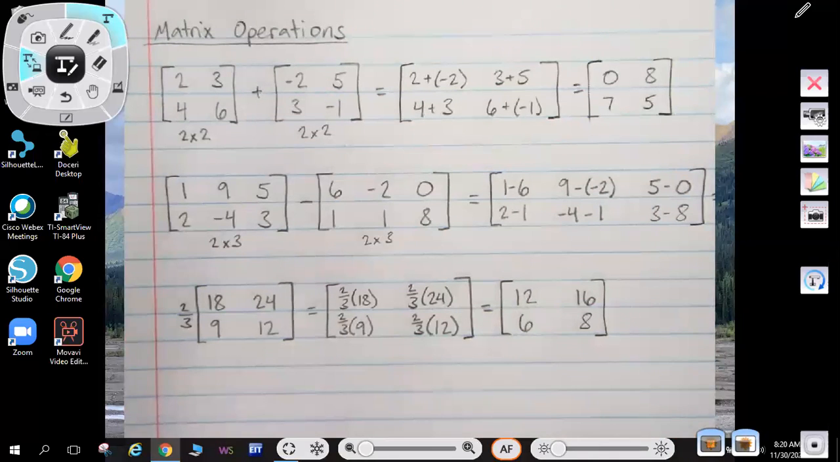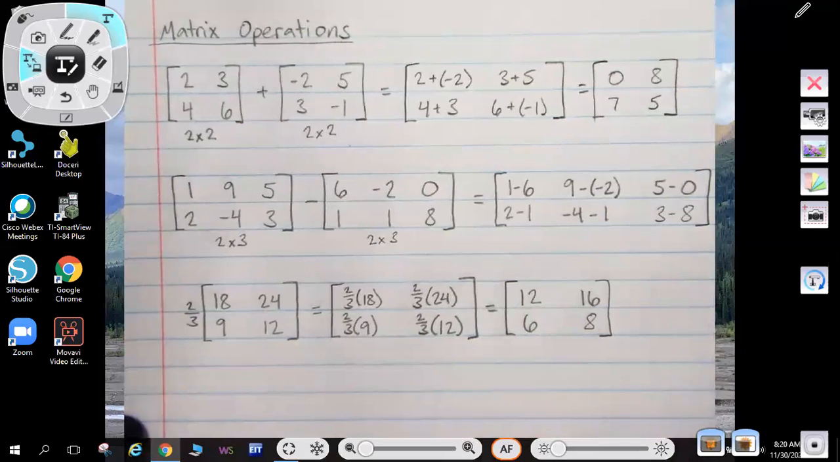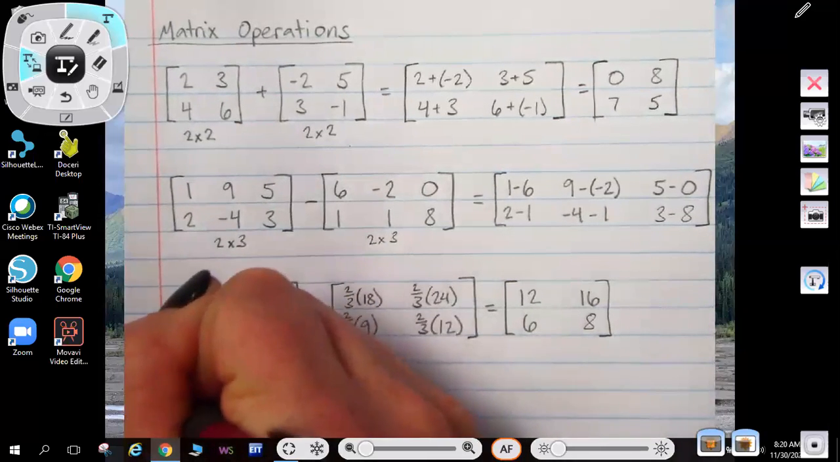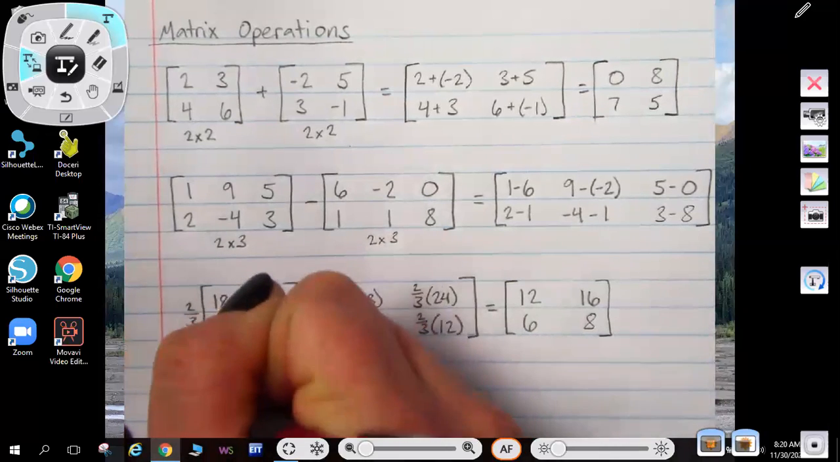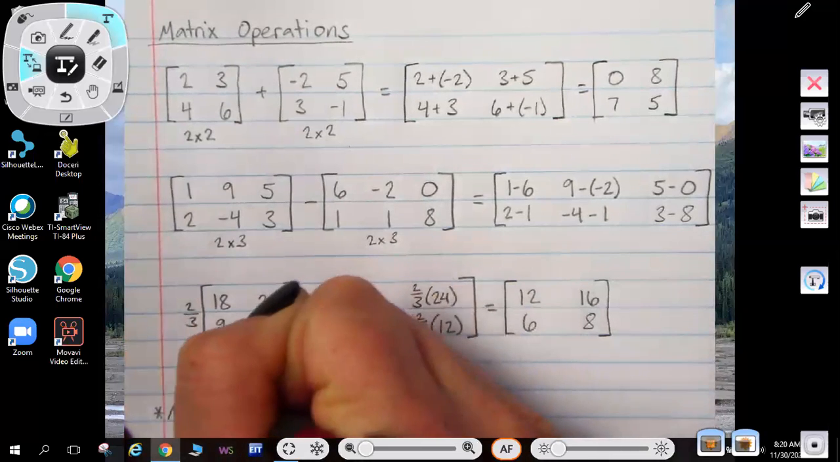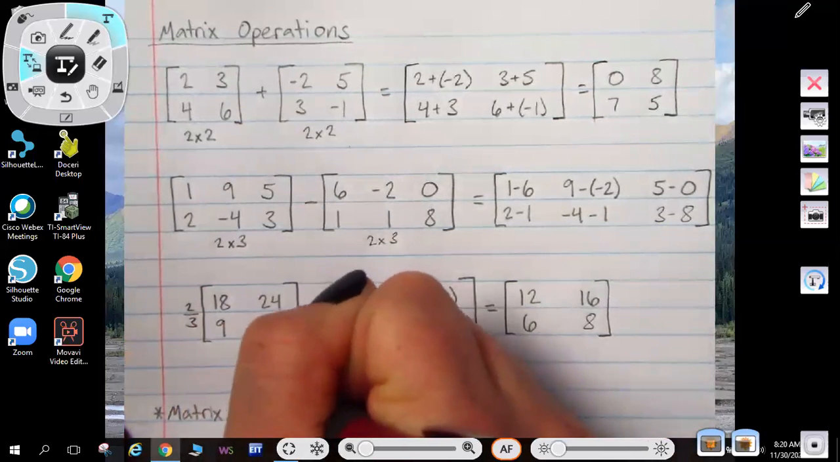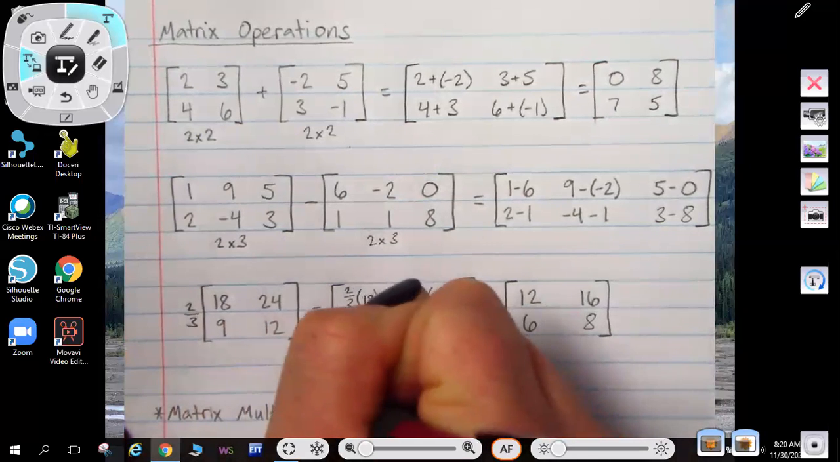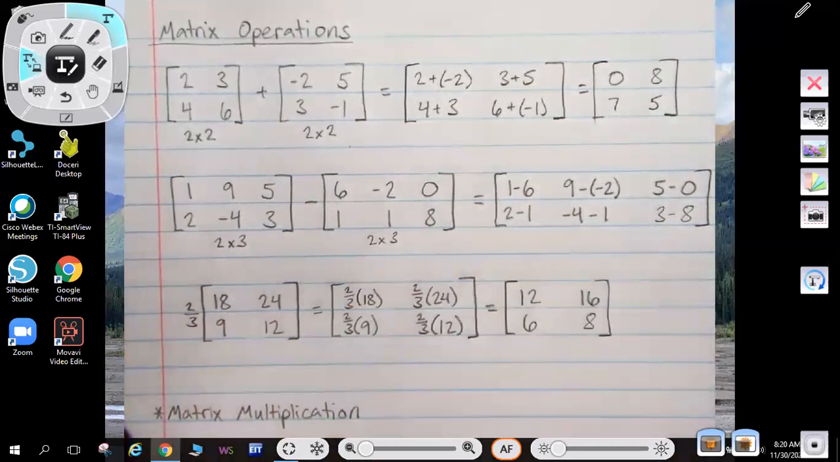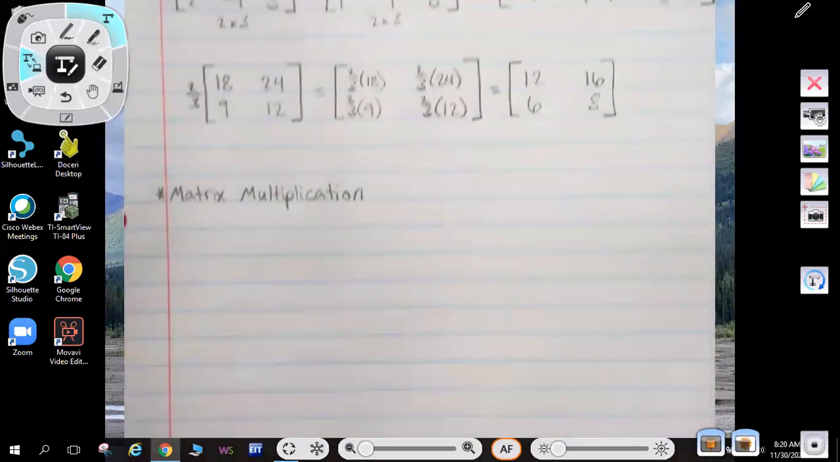Okay, so that is addition, subtraction, and multiplying by a number. Those are all fairly simple. What we're going to look at next is a little bit more complicated, but it's nowhere near as complicated as solving systems of equations was. Matrix multiplication.